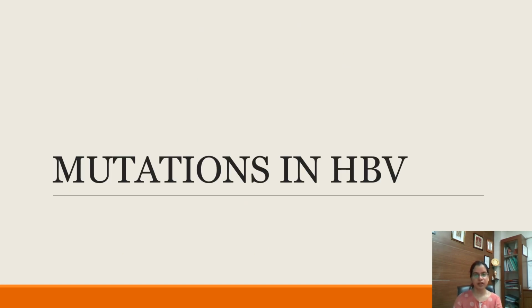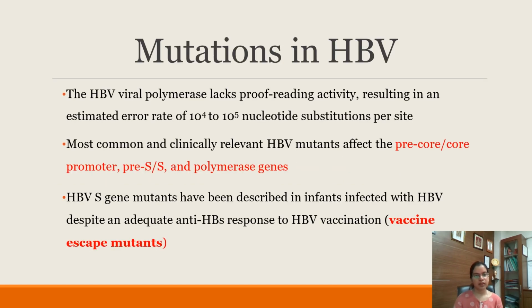Now, mutations in hepatitis B virus. The hepatitis B virus viral polymerase lacks proofreading activity, resulting in an estimated error rate of 10 to the power 4 to 10 to the power 5 nucleotide substitutions per site. The most common and clinically relevant mutants affect the pre-core, core promoter, pre-S mutants, and the polymerase genes. The HBV S gene mutants have been described in infants infected with HBV despite an adequate anti-HBs response to HBV vaccination. These are vaccine escape mutants.